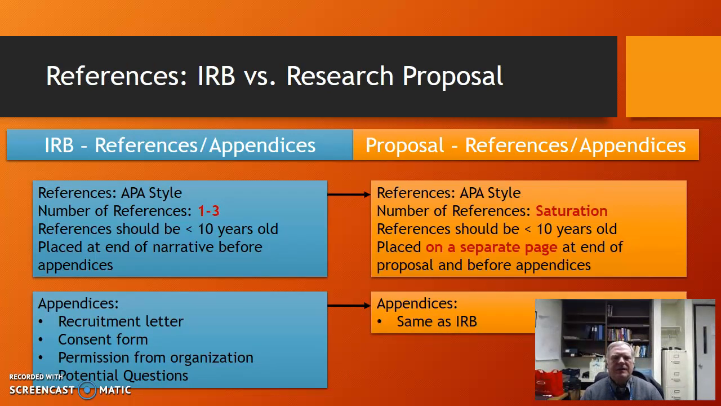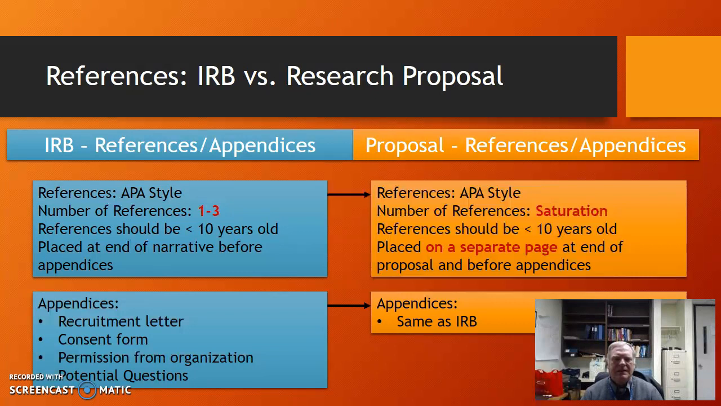And finally, we have references. For the IRB, you use very few references just to support your narrative, and so you only have 1 to 3, and you should put those directly at the bottom of your narrative. They should be less than 10 years old, but otherwise don't worry about too many references in the narrative. Your references in the proposal should be on a separate page, and you should have enough that you reach saturation, which means there's no new information in what you're reading about your topic. They should also be less than 10 years old.